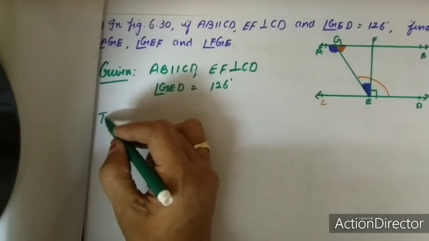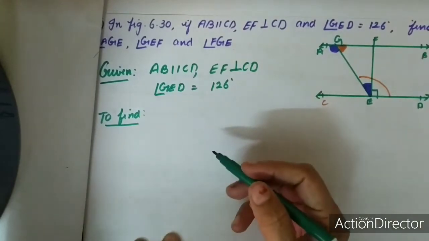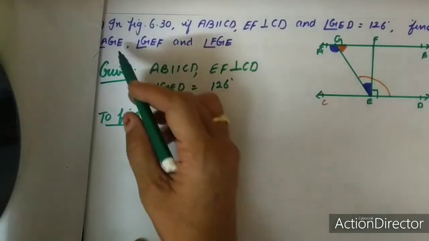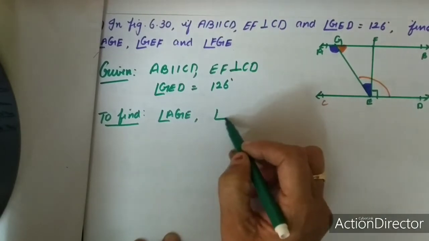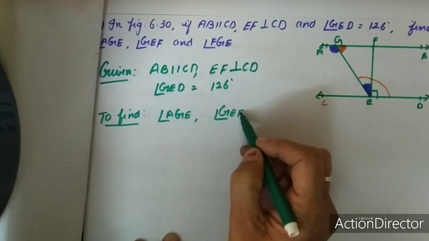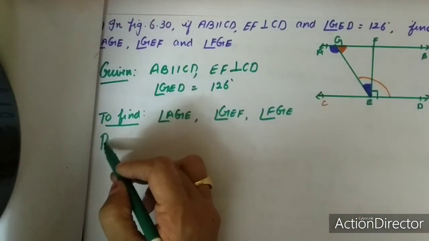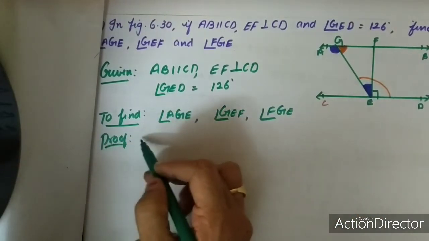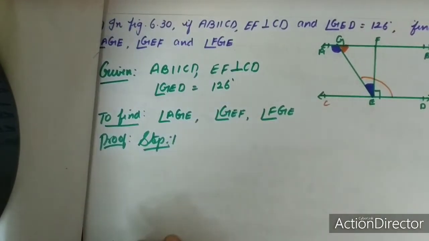Next, to find. Whenever you have to find some angles, you write to find. If something has to be proved, you will be writing to prove. Now what do you have to find? First one angle AGE, second one angle GEF, and third one angle FGE. So as I said earlier, do it stepwise. So step 1 I am going to do. What is step 1? Whatever information you know, you do now.